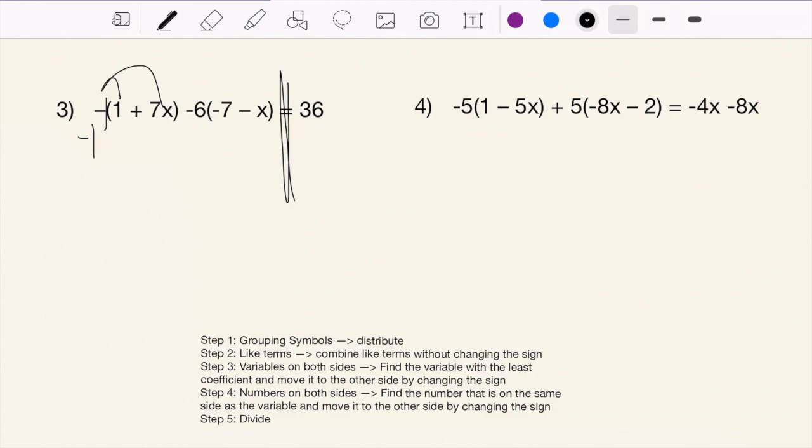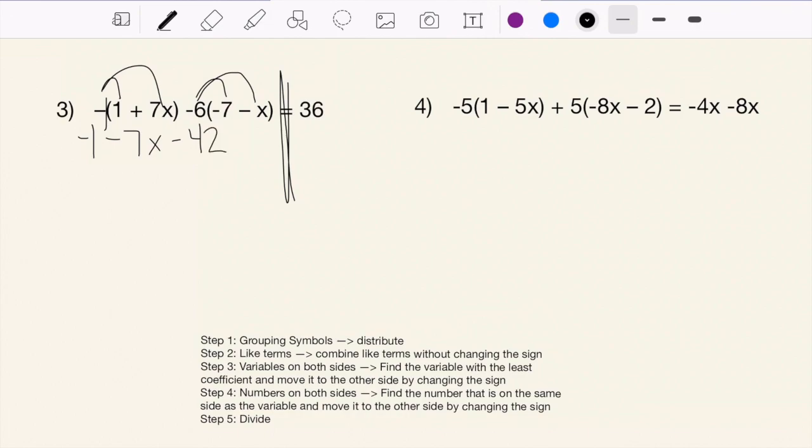-1 times 7x will give us -7x. And then we'll continue to the next set of grouping symbols. So we have -6 times -7 and -6 times negative 8. So let's go for the first one. Negative 6 times negative 7 will give us negative 42.